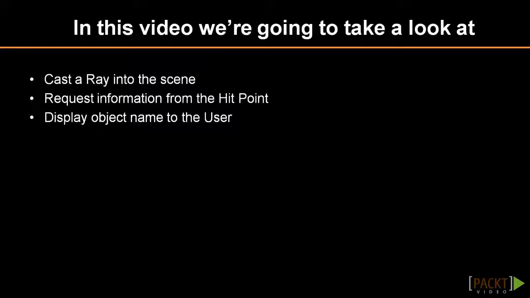Picking objects can be done casting a ray, which will traverse the geometry and return the closest object it collides. The resulting hit point can be queried for certain feedback, such as which object was hit and at which point. And finally, to give some visual feedback, we display the name of the object to the user in the GUI.